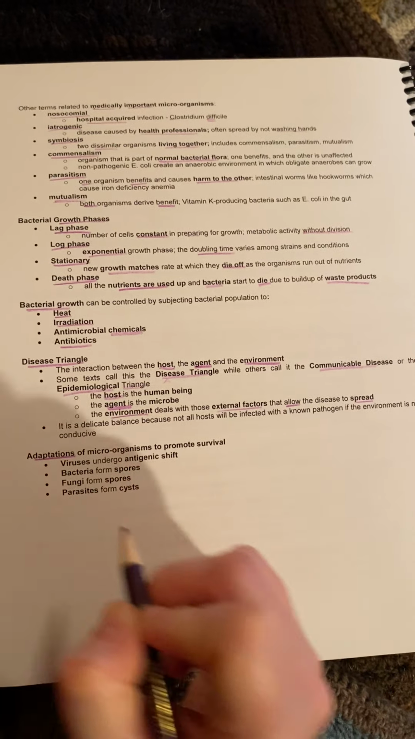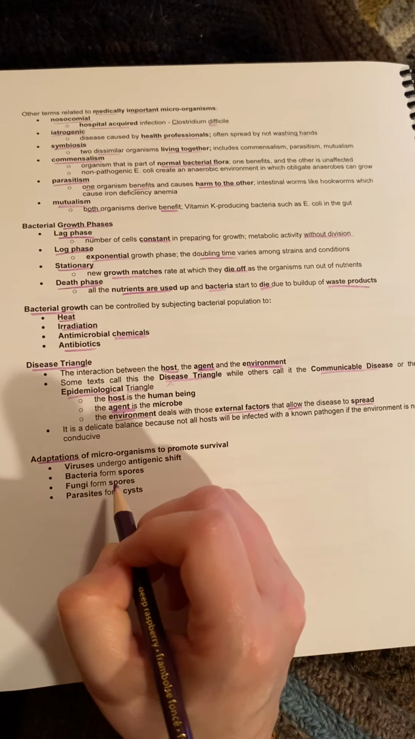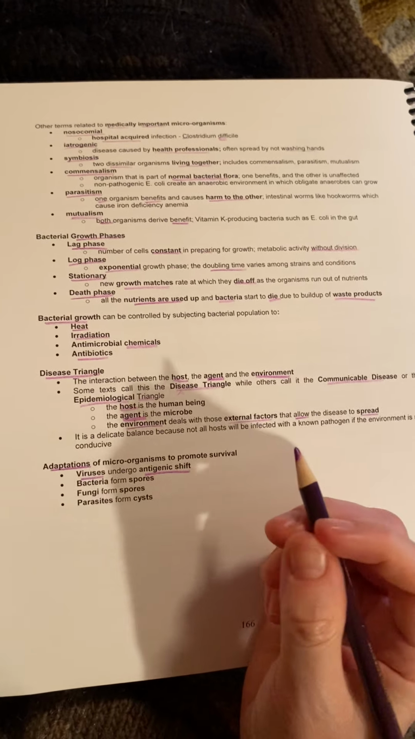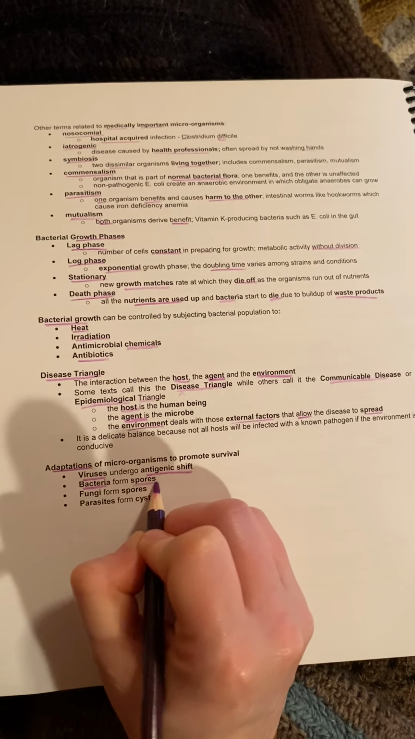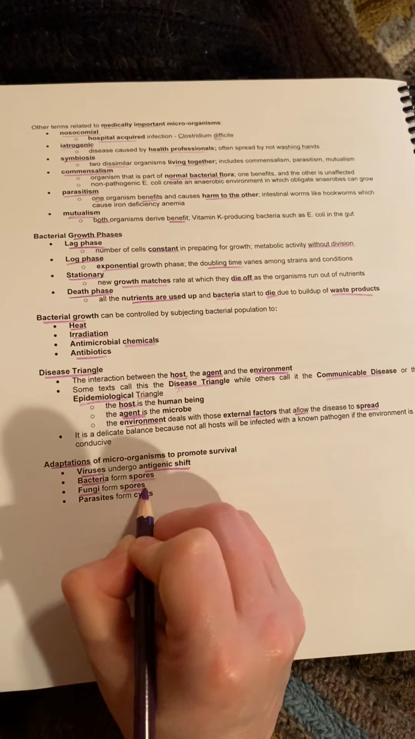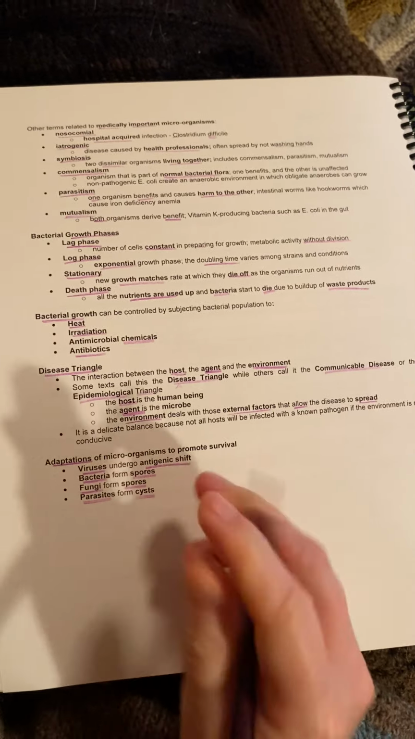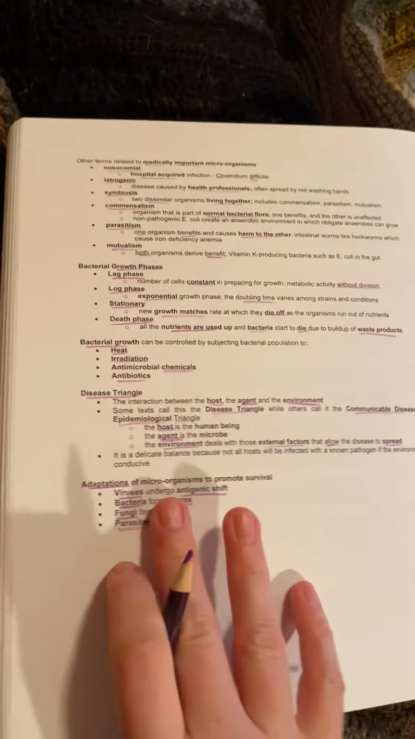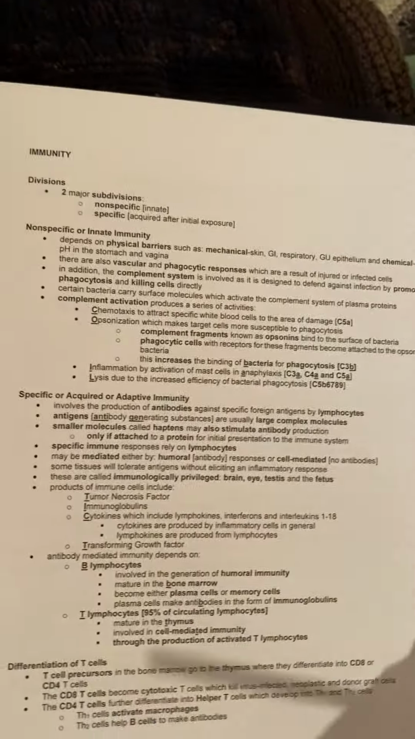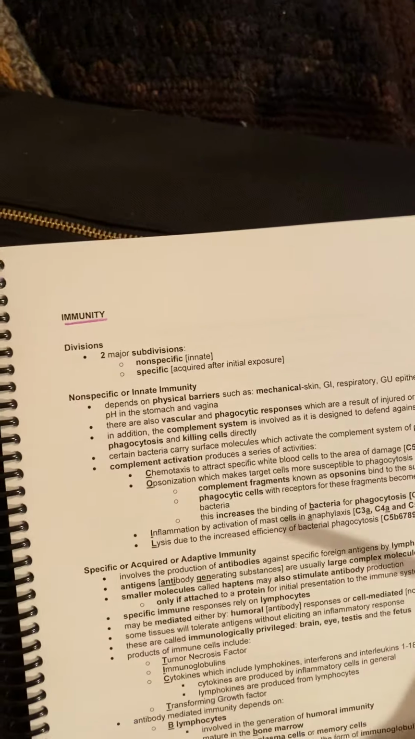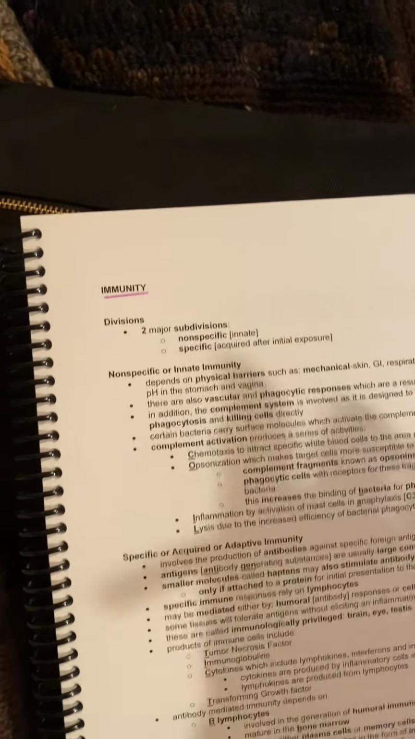Adaptations of microorganisms to promote survival. Viruses undergo antigenic shift. Bacteria and fungi form spores. Parasites form cysts. Bastards. Alright, next page. Immunity. I'll do this with a very dull pencil. I want to sharpen the pencil in the middle of the video.